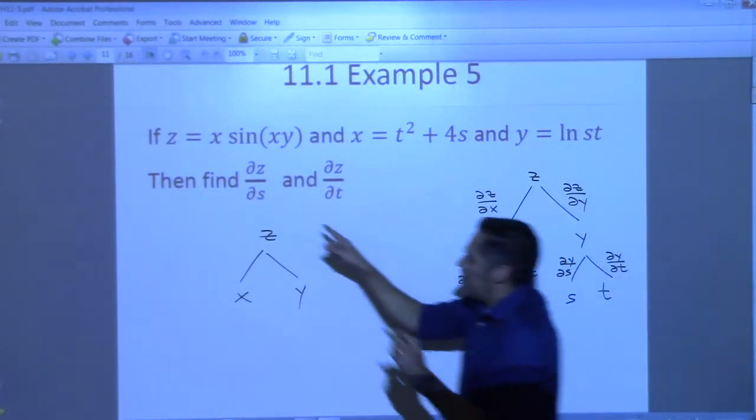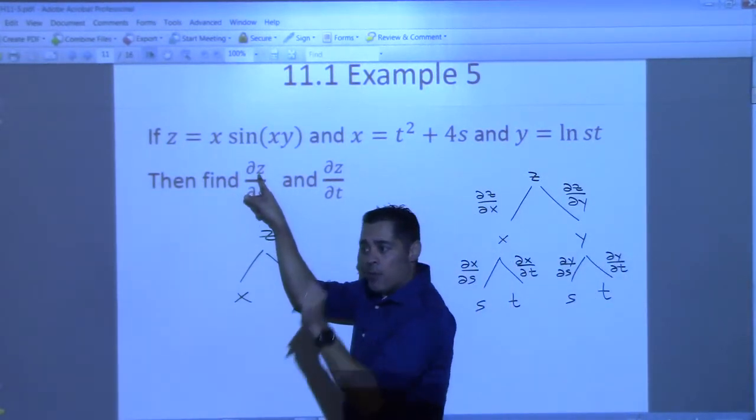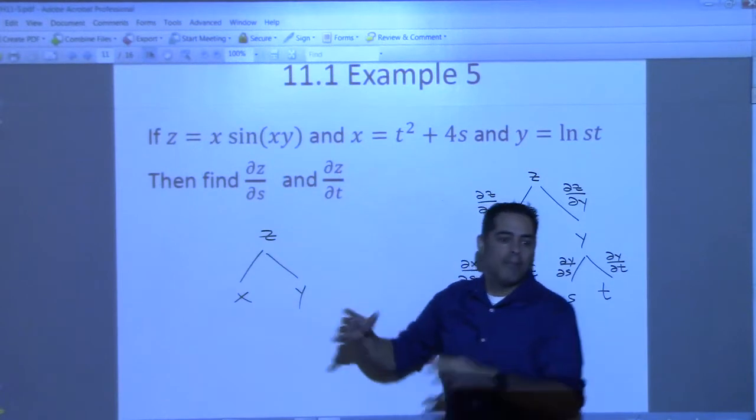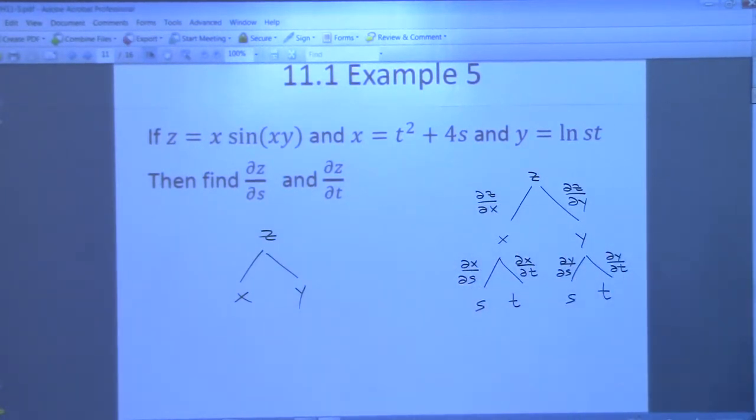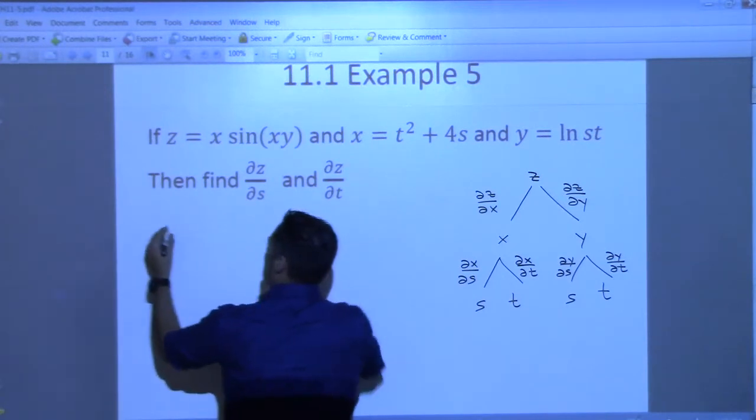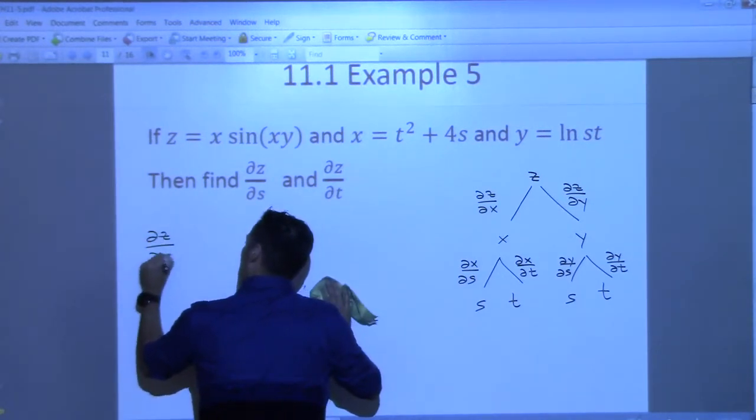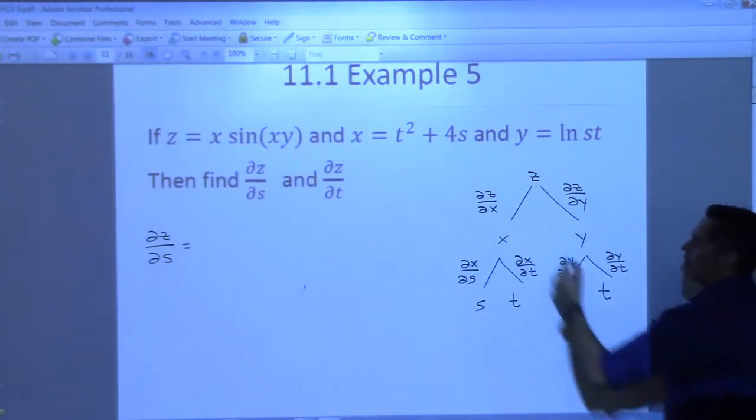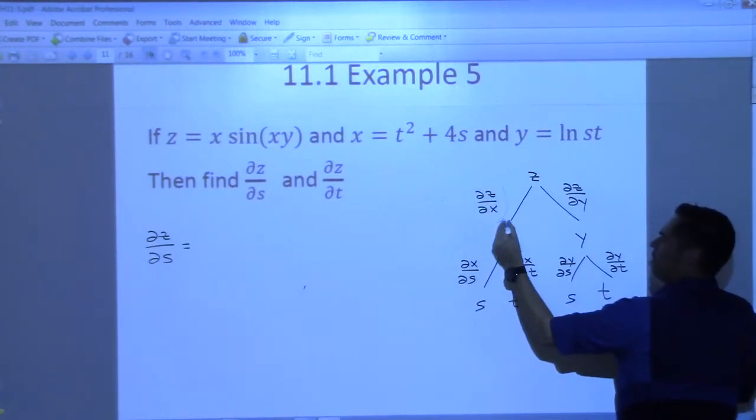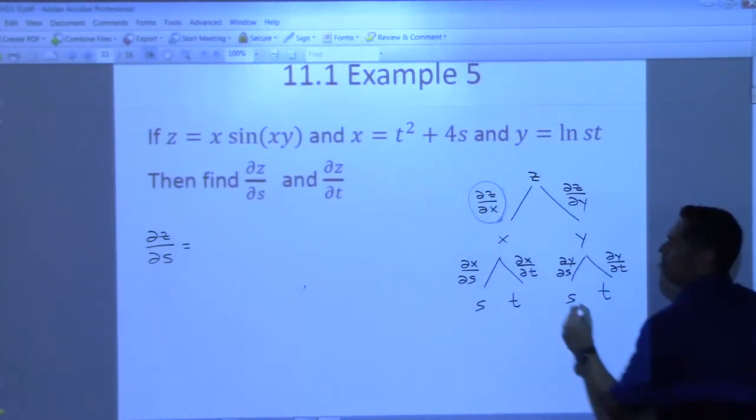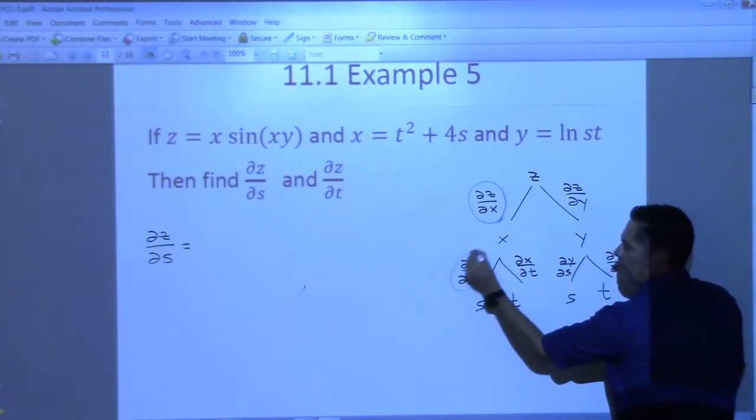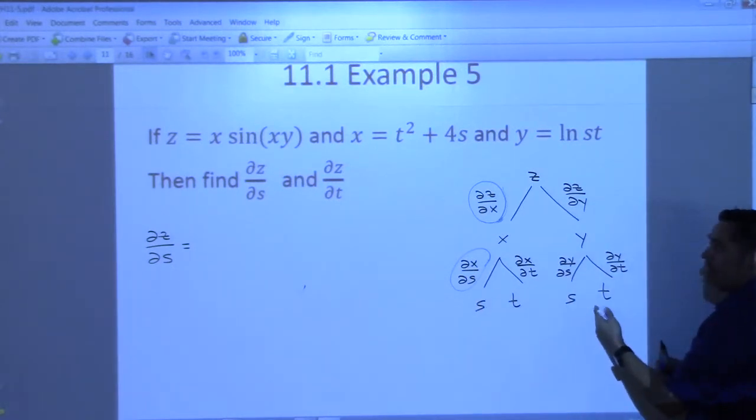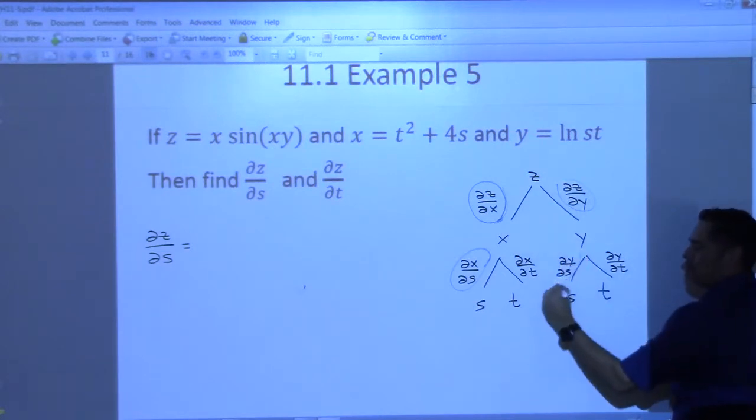So if you change s just a little bit, how much does z change by? But we're holding t constant. Here it's the opposite. We change t a little bit, how much does z change? But we're holding s constant. So how do you think we get this first one? How do you think we get the partial z with respect to s off of this thing? Would it just be partial of z with respect to x times partial of x with respect to s, this one? We go down that branch and that branch only. And then add it to this one down this branch.